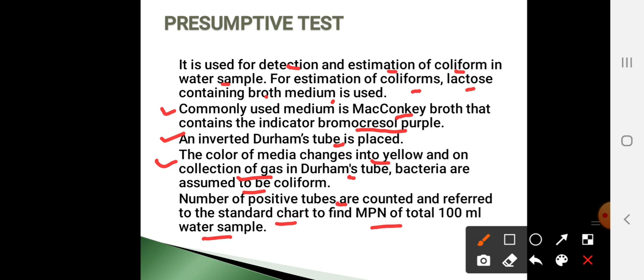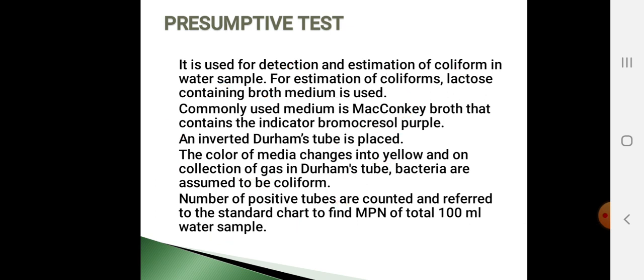McCrady's chart is referred to for counting the number of positive tubes in that presumptive test, that is, how many bacteria or microorganisms are present per 100 ml of the sample.